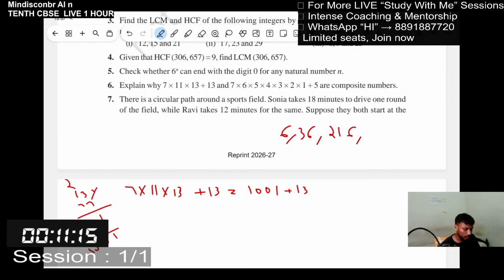What are composite numbers? If a number can be expressed as the product of primes, then we can say that it is a composite number. So let's do it in another way.